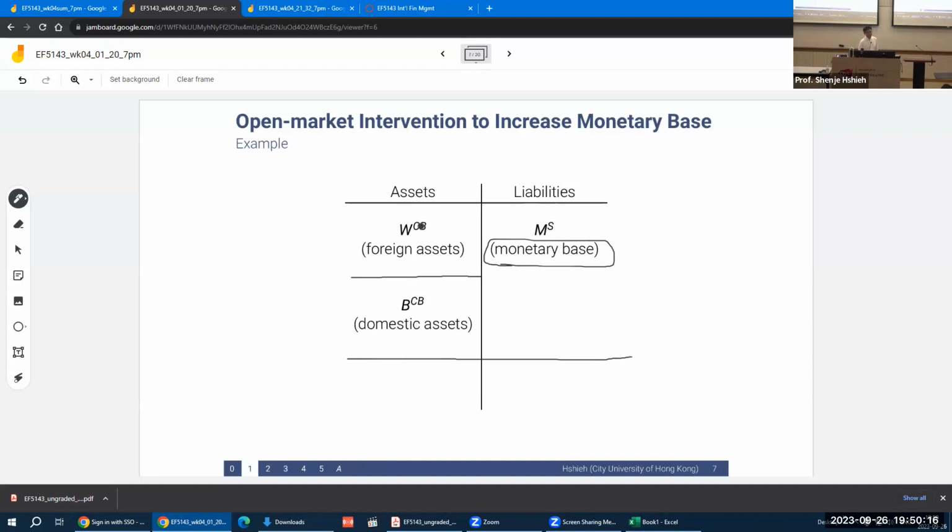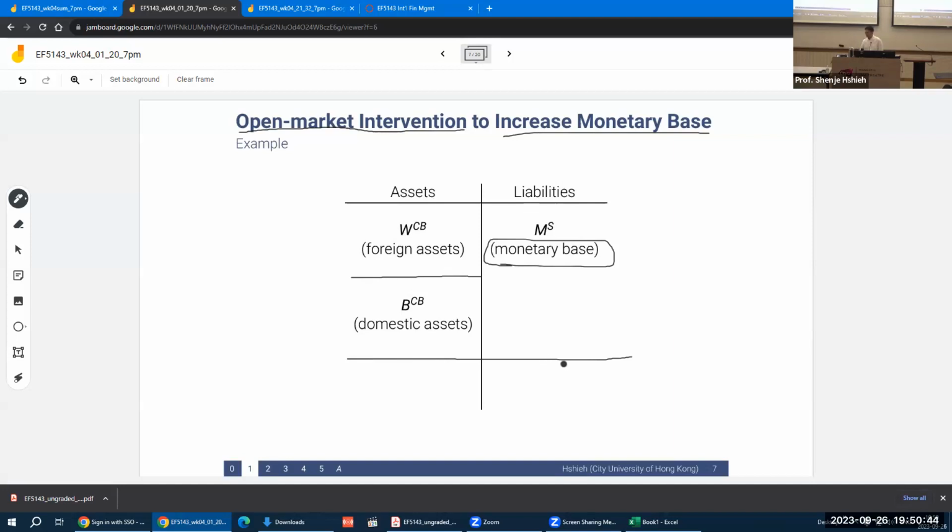And so what I want to go through with you today is what happens when we change the monetary base somehow to do something, okay? And here we're conducting an OMO, an open market operation, to increase the monetary base. So how do you increase the monetary base?